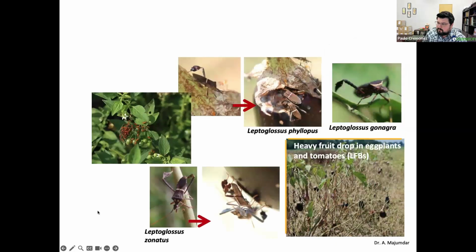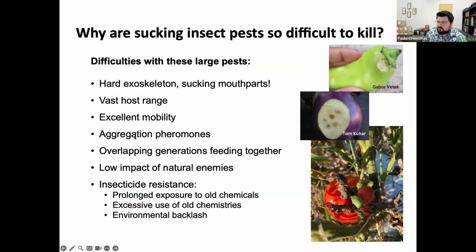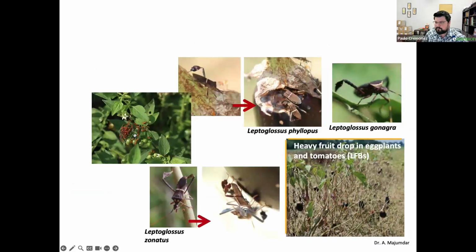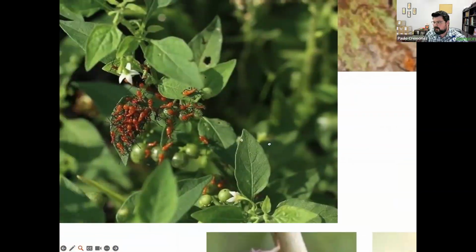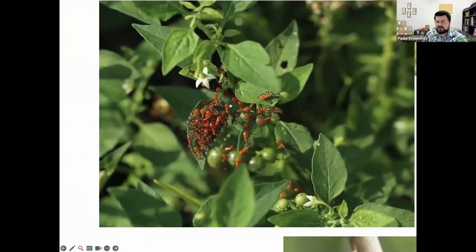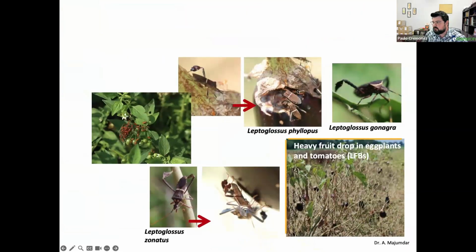So for the leaf-footed bugs, there are some species here that we'll find. And like I mentioned, if you have this situation right here, where some nymphs will find food, they will signal the other colleagues, and they will be aggregated, and this will cause extensive damage. So in the adults as well, when they're reproducing, they will do that, and this may cause a heavy fruit drop in eggplants, in tomatoes, like in this example from Dr. Majumder.